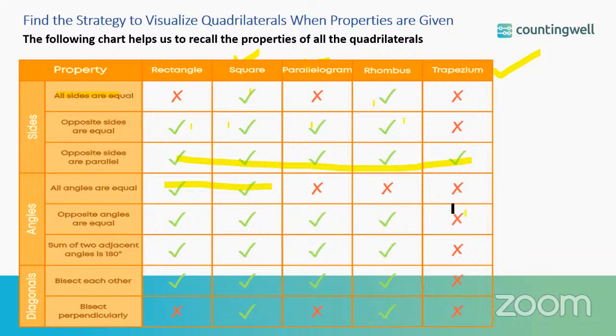but not in the case of trapezium. The sum of two adjacent angles is 180 degrees except in the trapezium. The bisection of diagonals occurs in all the quadrilaterals given here except the trapezium. Then the bisection of diagonals is at 90 degrees for square and rhombus only.